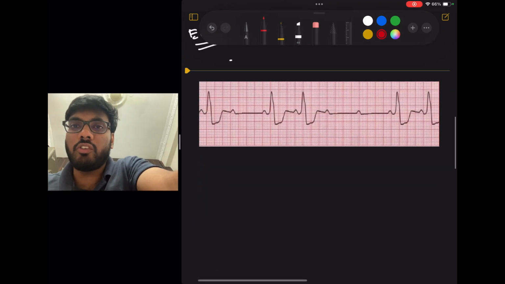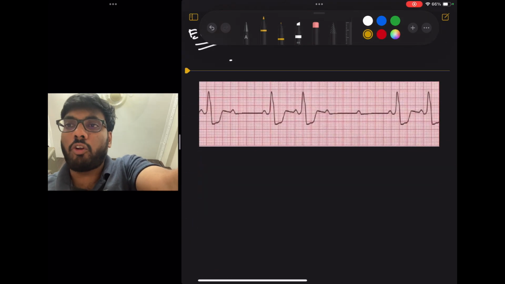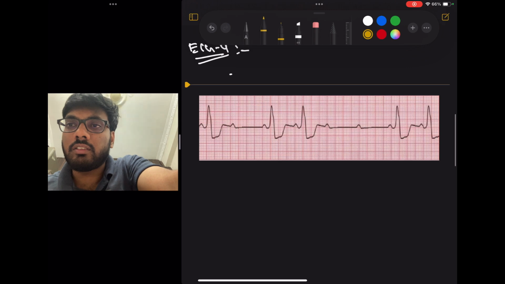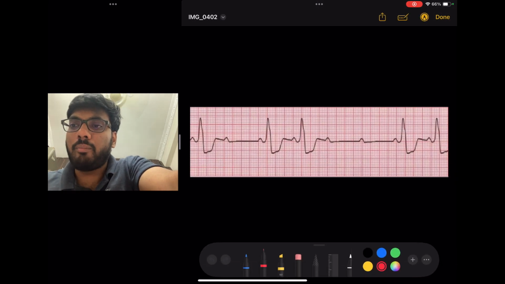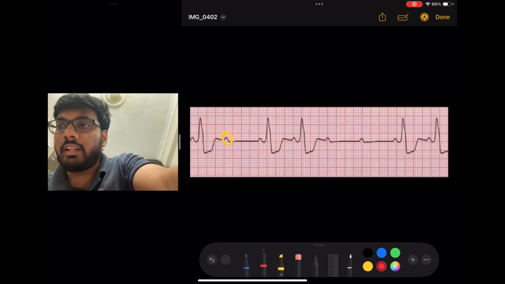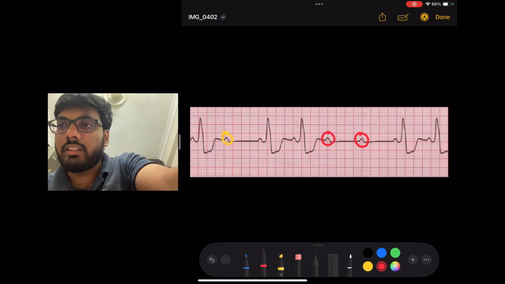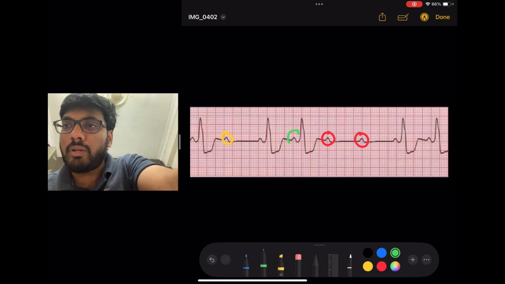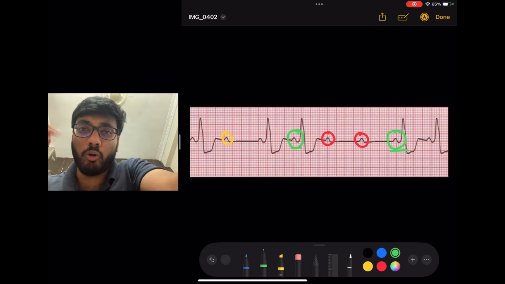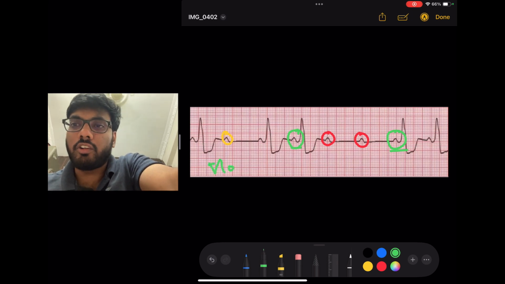Okay, come to ECG 4. Again, you identify the dropped beat here, right? That is not followed by QRS. That is a dropped beat. Again here, dropped beat. I told what? Look for that. Pre-PR interval versus post-PR interval. This is the pre-PR interval. This is the post-PR interval. Almost both are similar. That means there is no progressive prolongation of PR interval. Therefore, it is a case of Mobitz type 2 heart block.